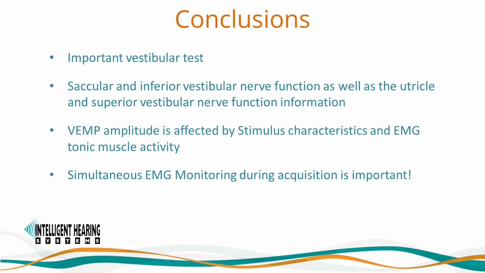In conclusion, VEMPs are an important addition to the vestibular test toolbox. VEMPs provide diagnostic information about saccular and inferior vestibular nerve function, as well as the utricle and superior vestibular nerve function. VEMP amplitude is affected by stimulus characteristics and EMG tonic muscle activity. And due to the improvements to the asymmetry measures achieved by the reduced variability in muscle tension, EMG monitoring during acquisition, as available in SmartEP, is important.